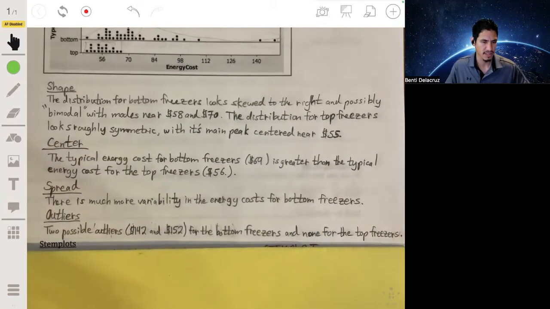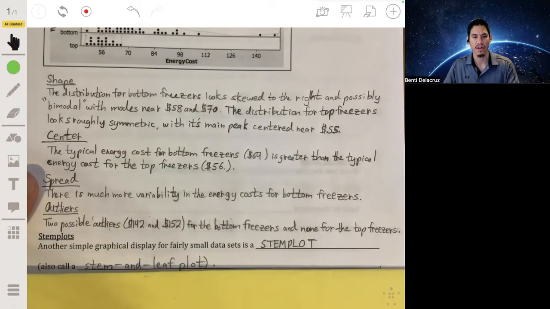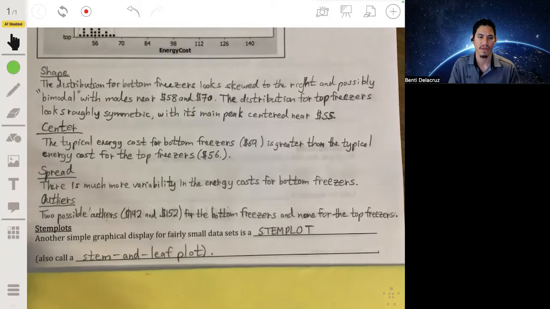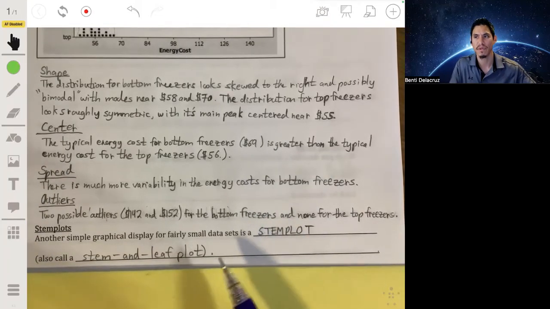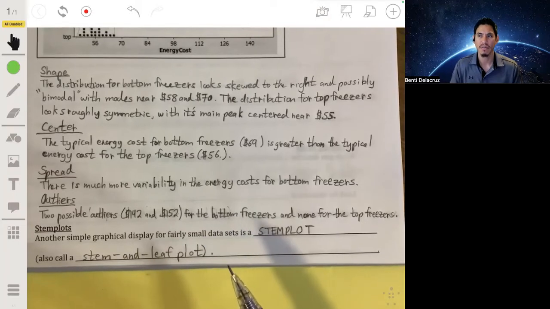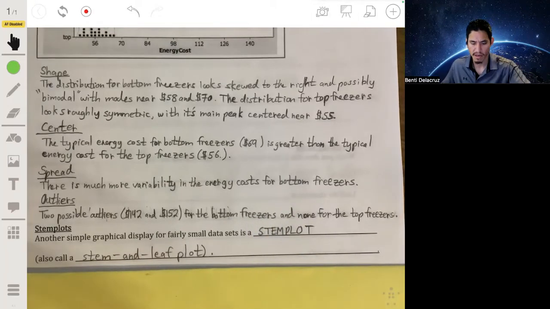All right, next we're going to look at stem plots. You've probably also heard them called stem and leaf plots. You probably worked with these in some part of a middle school class even, but it's probably been a while, so we're going to go over an example.